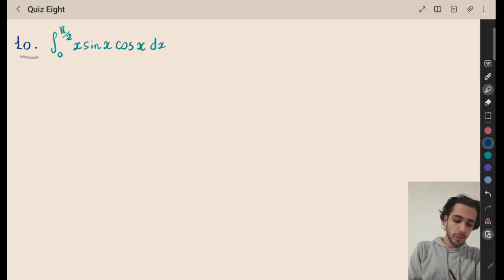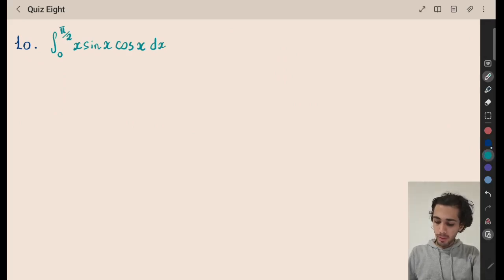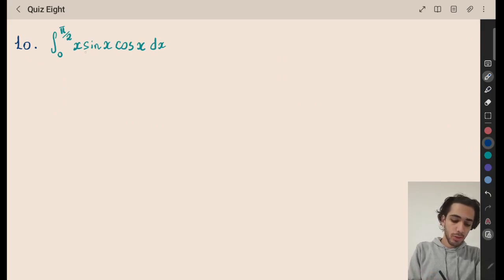This is the final integral. It's like the final boss you need to beat to win the game. So focus. There's a hint, which is not given here. It tells you to use a trigonometric identity and then use integration by parts.